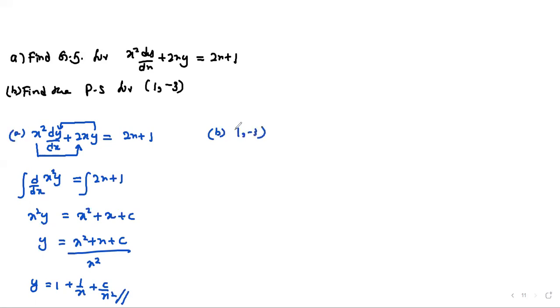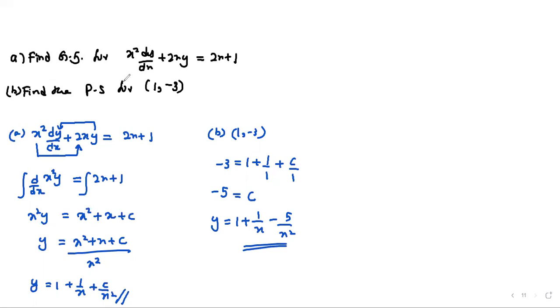Then if you come out with a particular solution, it is 1, minus 3. So it's satisfying. The y value is minus 3 equals to 1 plus 1 over 1 plus c over 1 squared, which is 1. So it turns out c equals minus 5. So you can write y equals 1 plus 1 over x minus 5 over x squared would be the particular solution for the above first order differential equation.